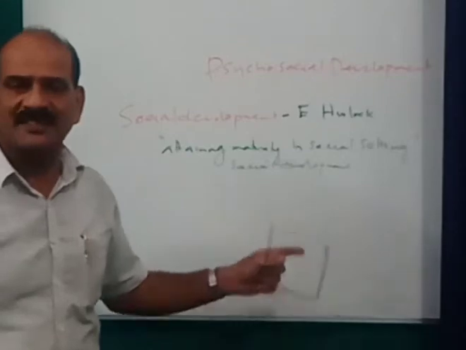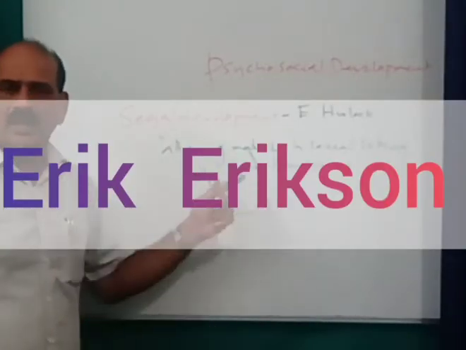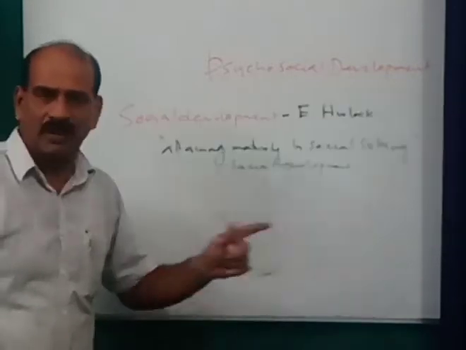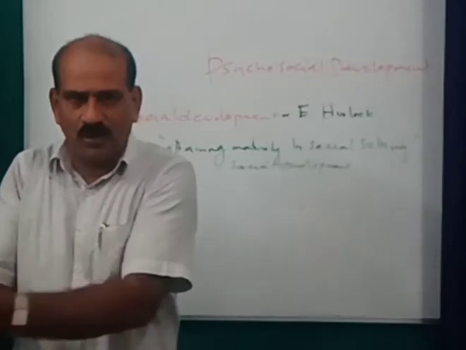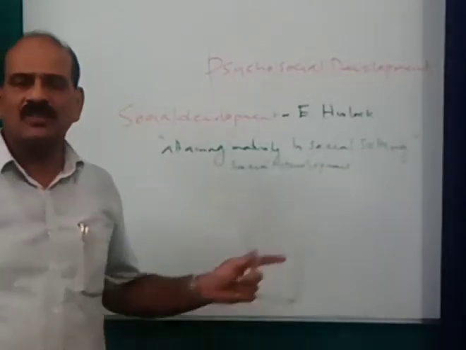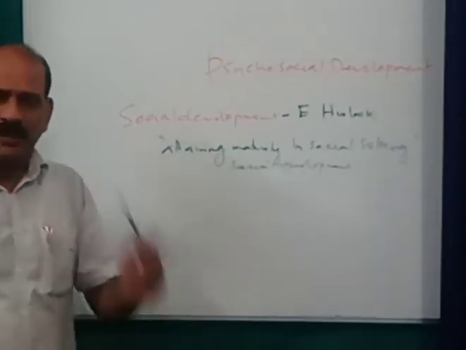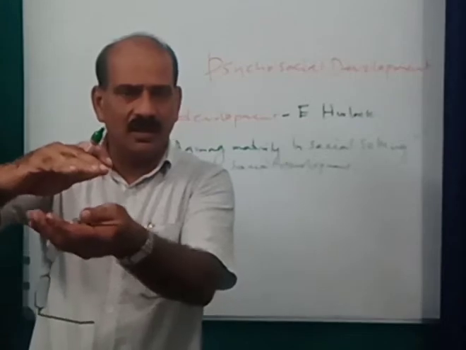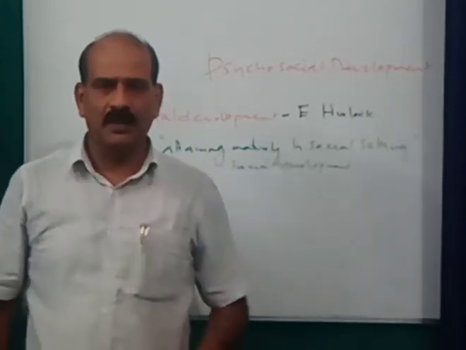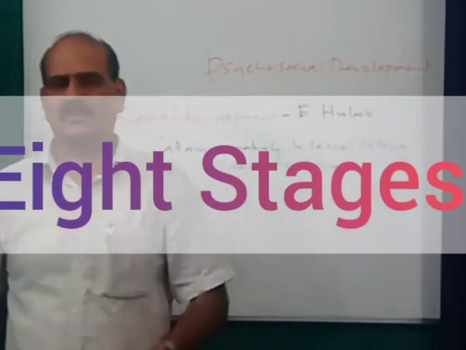Please note, Erikson has given a comprehensive lifespan theory of social development. The theory came to be known as psychosocial development because he has given importance to the social aspect. That particular theory is divided into 8 subordinate developmental stages.